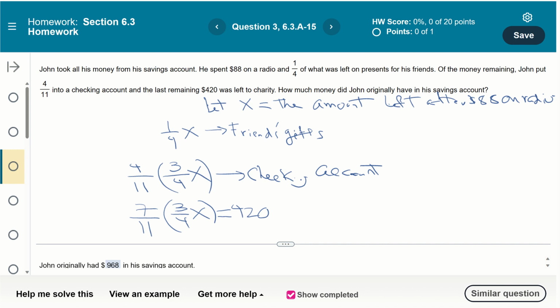So we basically get 21 over 44x equals 420. Now we're going to solve this equation. So we're going to multiply both sides by the reciprocal of 21 over 44, which is 44 over 21.